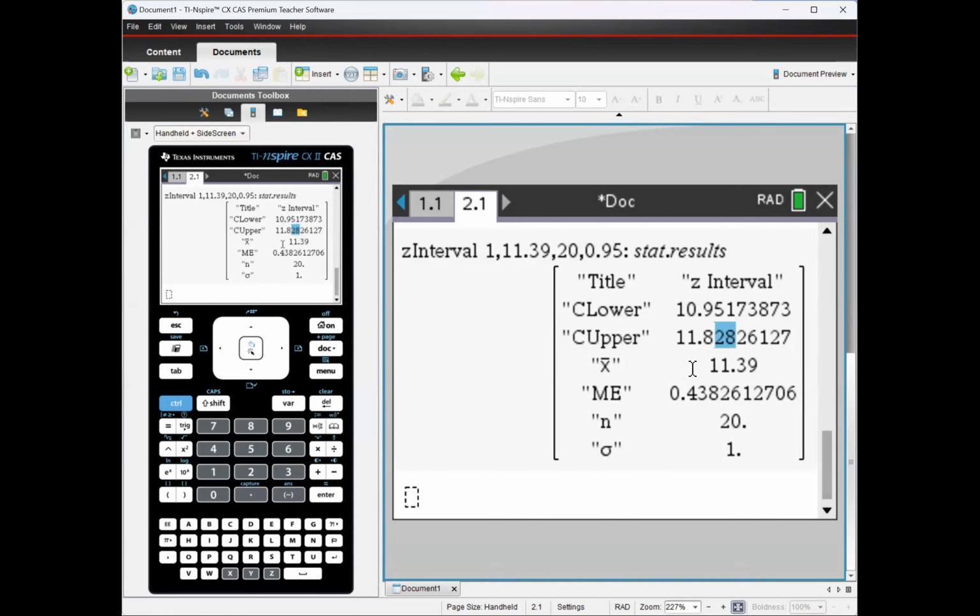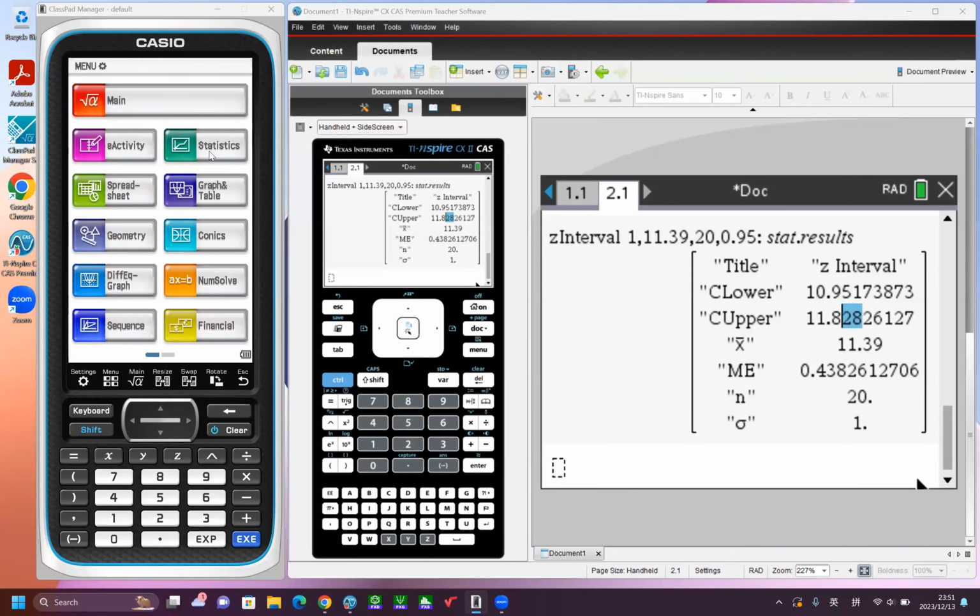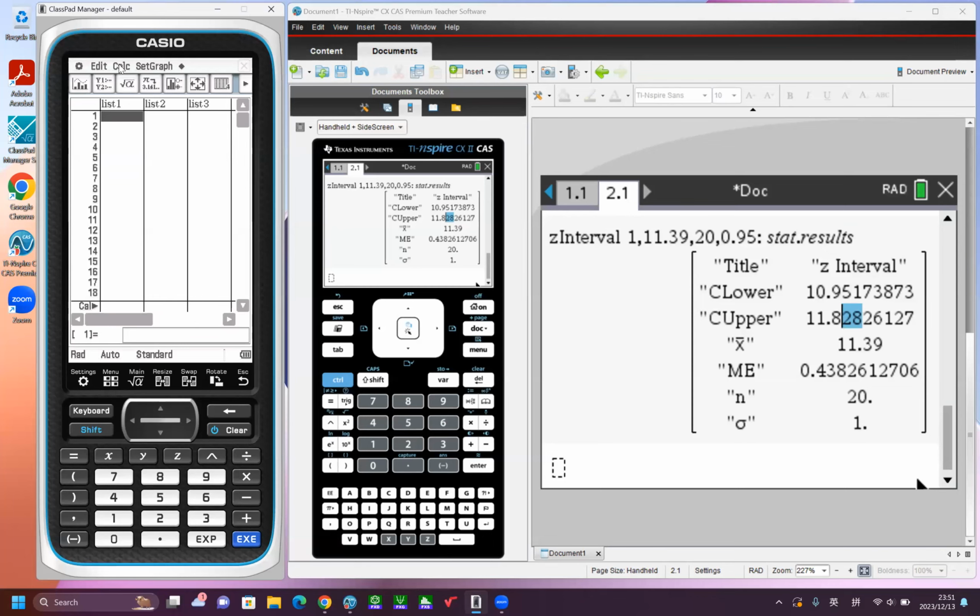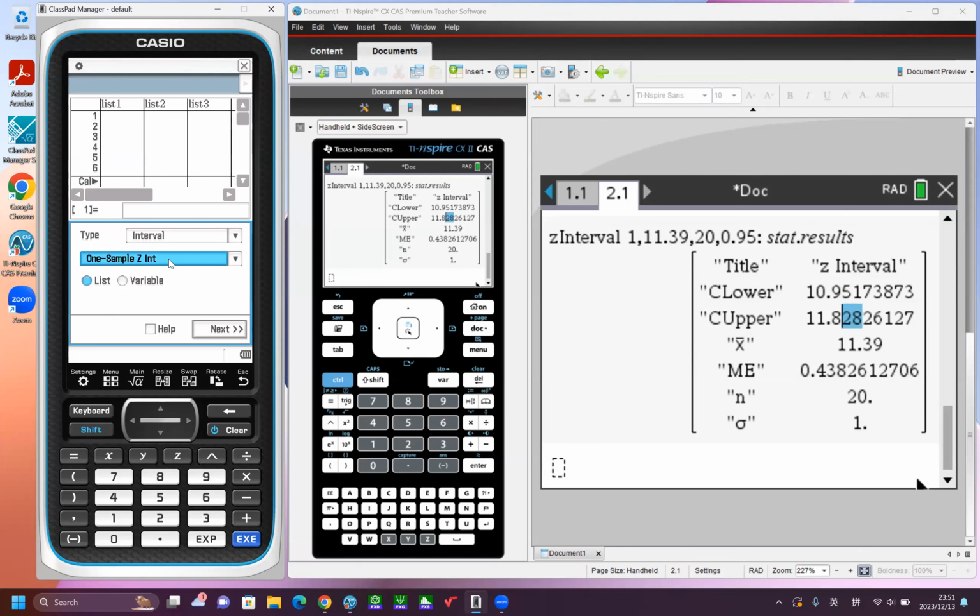According to the VCAA formula sheet, right? Of course, you may want to use, for example, Casio. You may go to statistics, calculation, interval, one sample Z interval, choose variable. Next, C level is 0.95, sigma is 1, X bar is 11.39, and N value is 20. Press next. Yep, pretty much the same thing, okay? And it gave you 6 decimal places. Pretty good.